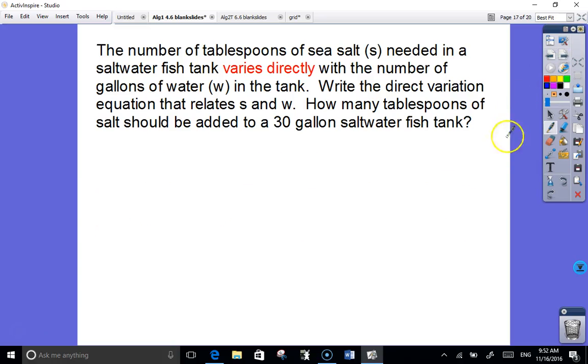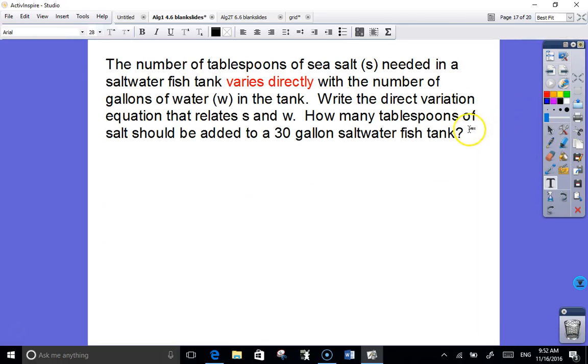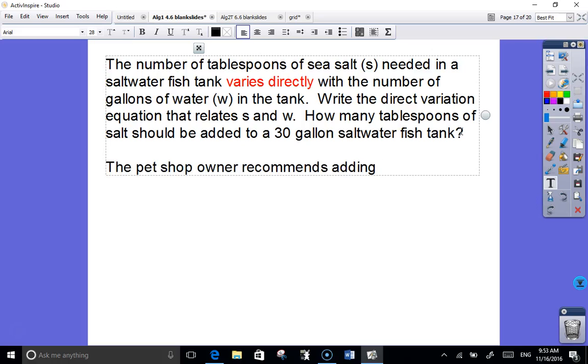So the one thing that I neglected to say here, which I can add, is that the pet shop owner recommends adding 100 tablespoons of sea salt to a 20-gallon tank.